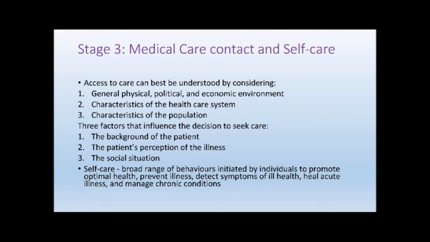The third stage is medical care contact and self-care. It is the point at which an individual seeks professional medical care. Access to care can best be understood by considering the general physical, political, and economic environment, characteristics of the healthcare system, including healthcare policy and the organization and availability of services, and characteristics of the population, such as age, gender, and attitudes about healthcare. There are 3 factors that influence the decision to seek care, which include the background of the patient, which includes age, gender, race and social class.